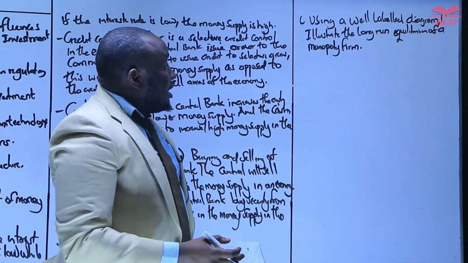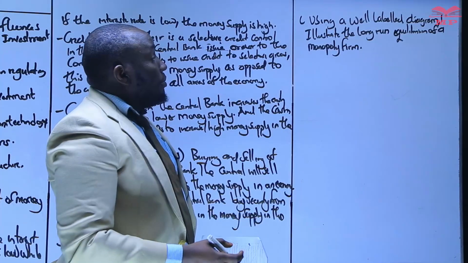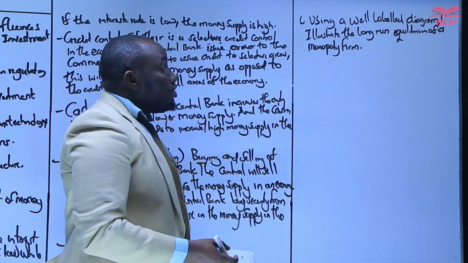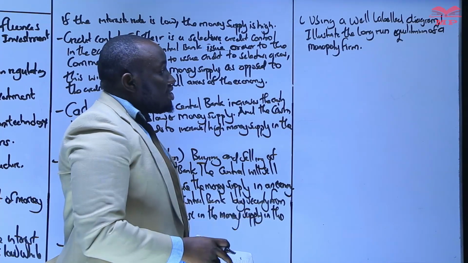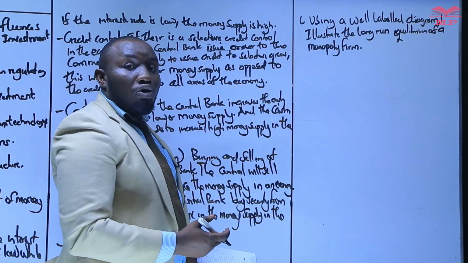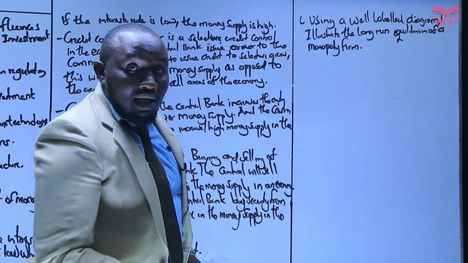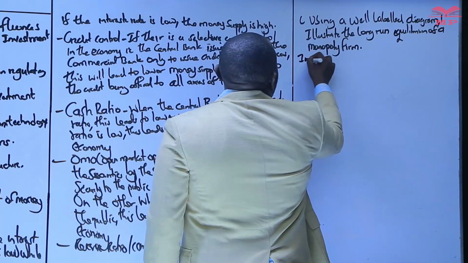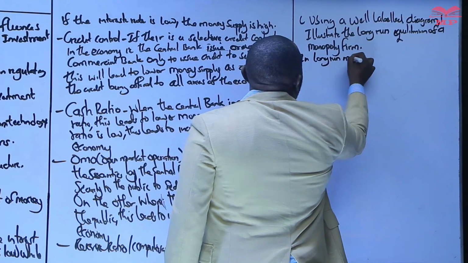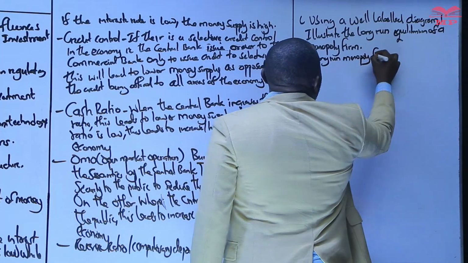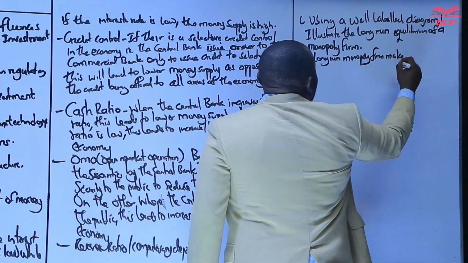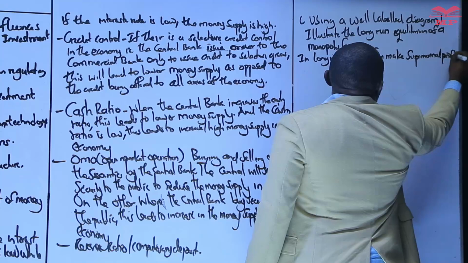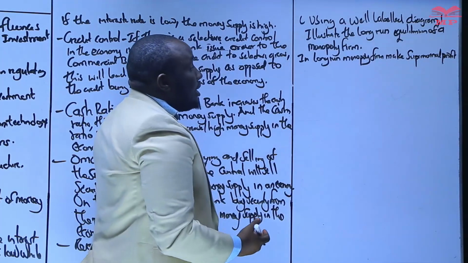Very important to understand what a monopoly is. We know that a monopoly firm is a market where we have a single firm or one seller with many buyers. But very important to our concern is to understand what happens in the long run for a monopoly firm. In the long run, these monopoly firms make what we call supernormal profits.